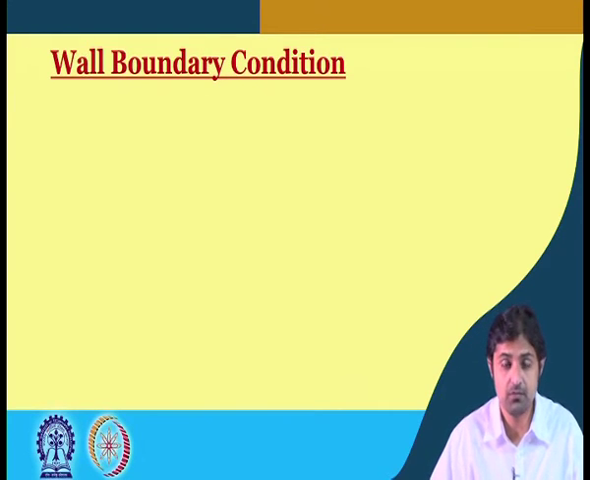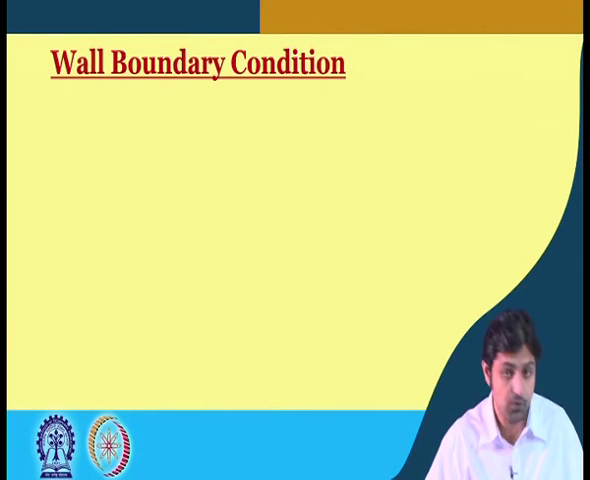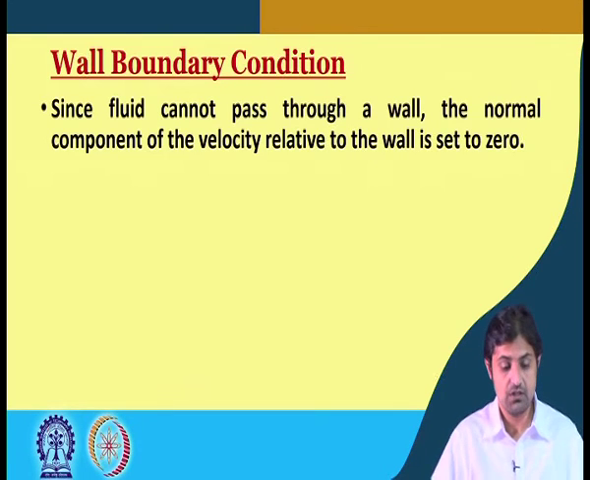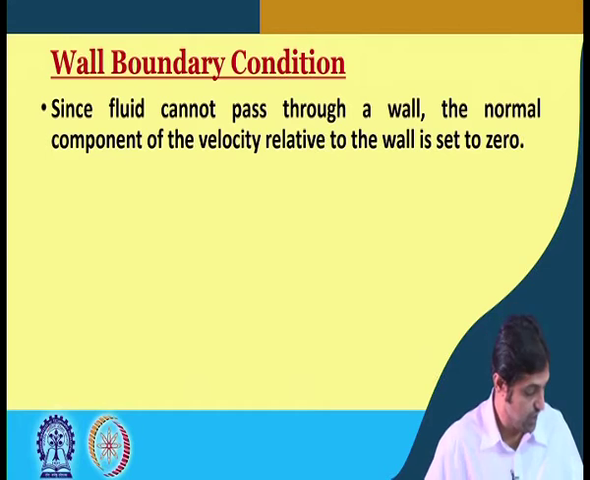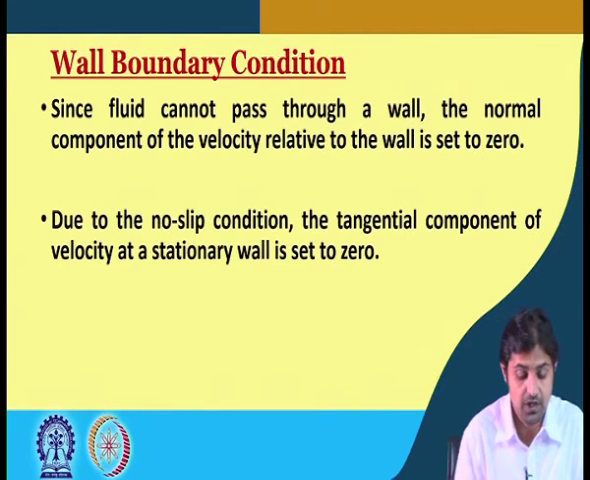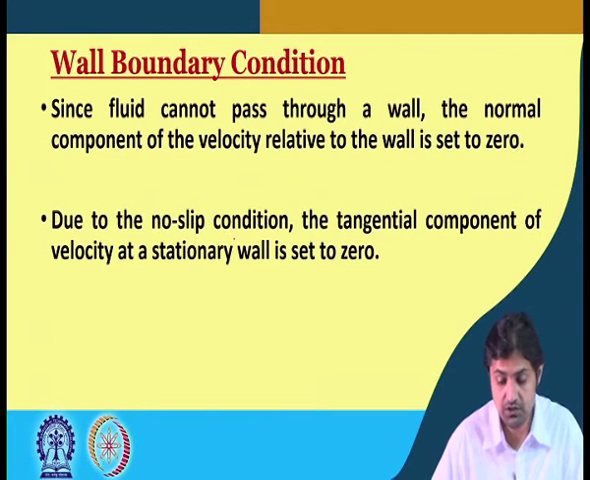Now, as I said, I mentioned being closed and being open. There is a wall at the boundary. These wall and other concepts you have read in your previous lectures of hydraulic engineering. So we are going to talk about the wall boundary condition. Since fluid cannot pass through a wall, the normal component of the velocity relative to the wall is set to 0. And what is this called? This is called the no slip condition. And therefore, due to the no slip condition, the tangential component of the velocity at a stationary wall is set to 0. All right.